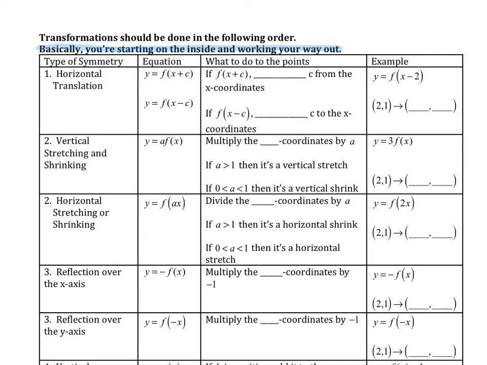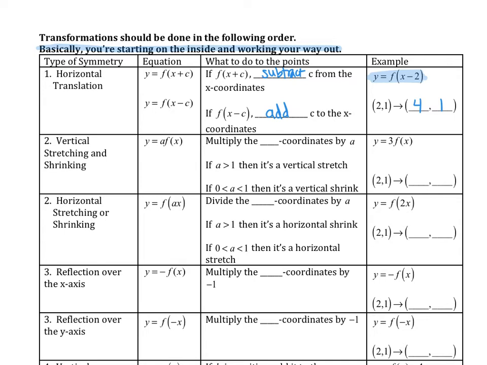So we're always going to start with the horizontal translation. If you see a plus c on the inside, then that's telling you to subtract c from the x-coordinates, because remember, it's opposite thinking. And if you see a minus c on the inside, then that's telling you to add c to the x-coordinates. So in your example here, we have y equals f of x minus 2. Remember, that's telling you to move right 2, which is adding 2 to the x. So 2 plus 2 is 4, and then the y-coordinate is 1. So my new coordinate is 4, 1.